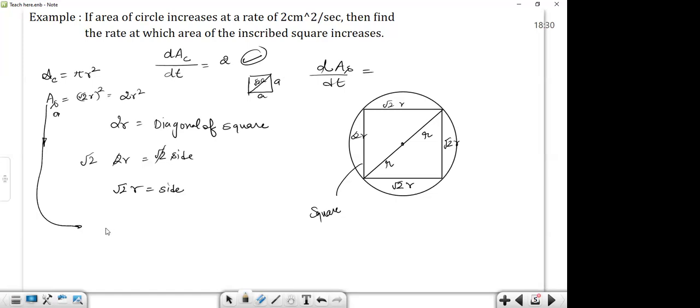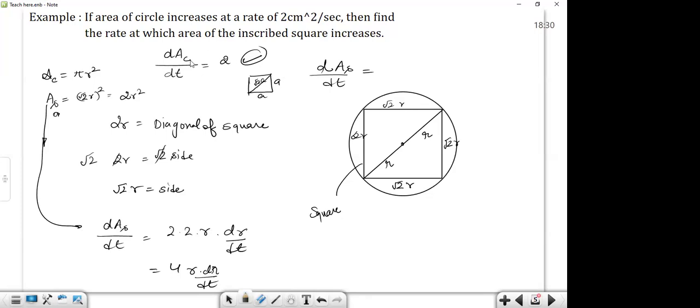For finding this, as we have this function, let's differentiate it on both sides. On differentiating, 2 into 2 into r into dr by dt. So 2 into 2 becomes 4r into dr upon dt.